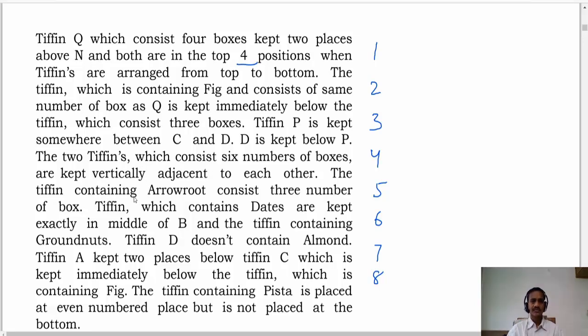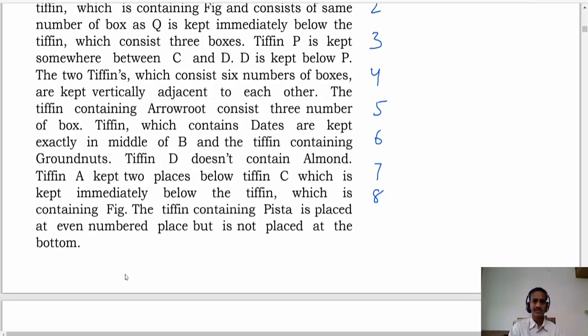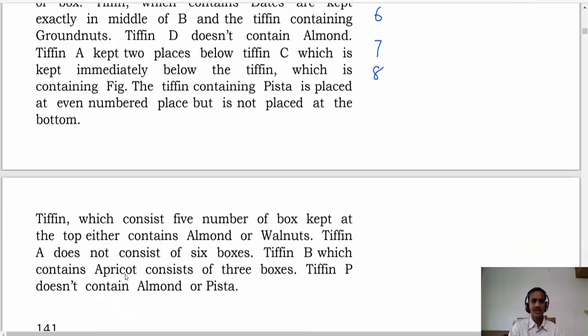The tiffin containing arrowroot consists of 3. The tiffin which contains dates is kept exactly in the middle of these 2, and D does not contain almond, and tiffin A is kept 2 places below C. C is kept immediately below the tiffin containing fig. The tiffin with pista is placed at an even number but is not at the bottom, and the tiffin which consists of 5 boxes kept at the top contains either almond or walnut.